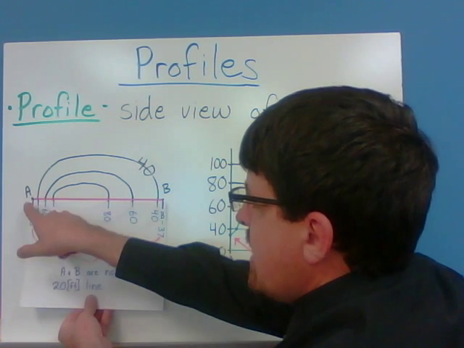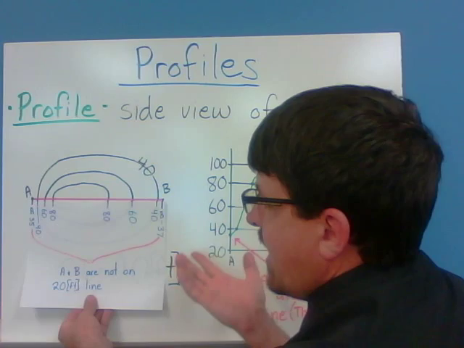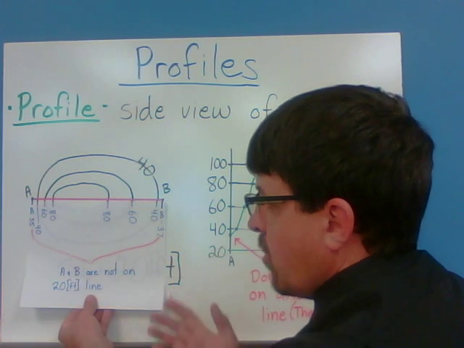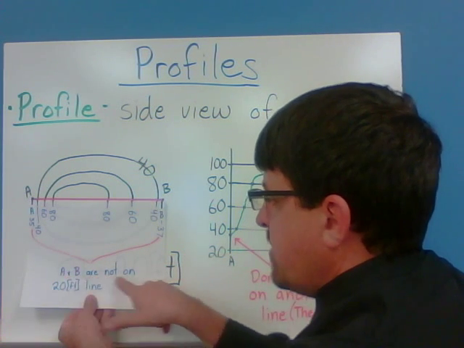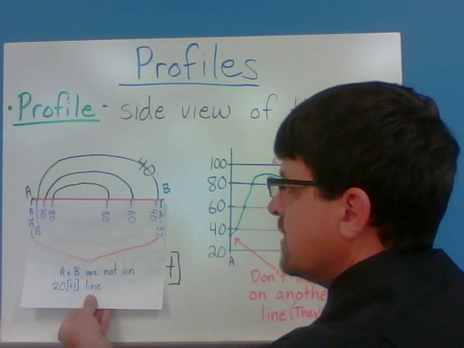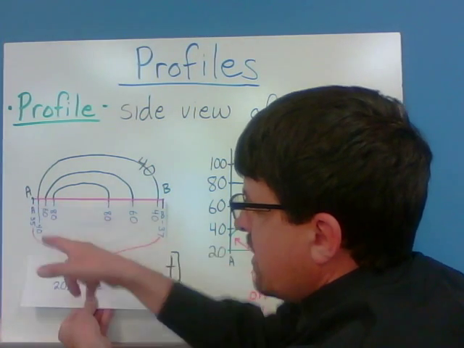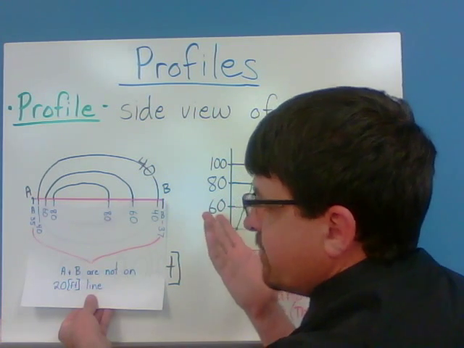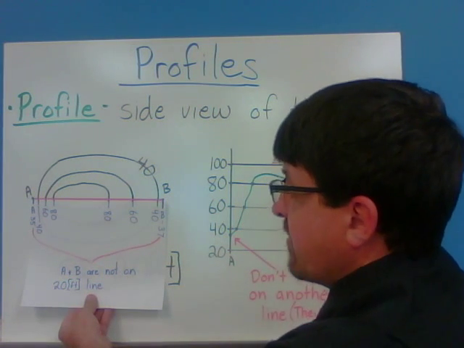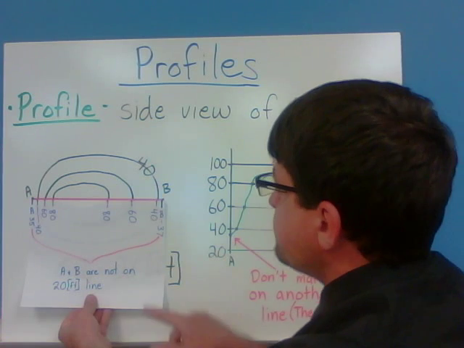Okay? Now, A, I had to guess at that. I don't know what it is, but I know it can't be 20. That's what I put down here. A and B are not on the 20-foot line, so you can't label them 20. So I said, oh, it's pretty close to the 40, so I don't know, 35. I thought it looked like it could be 35, so I just labeled it 35.